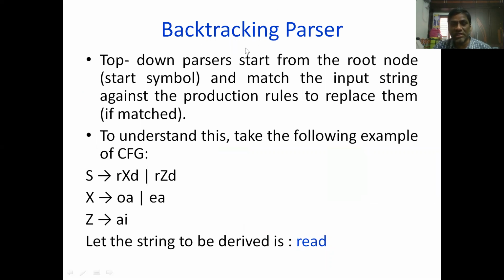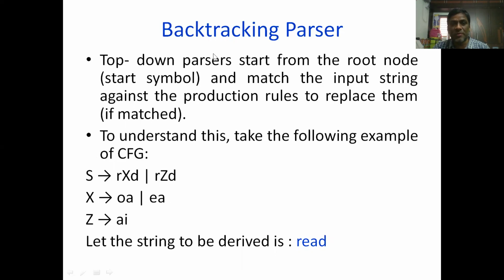How does it work? Let us understand how it works. The backtracking parser works like this. It's a top-down parser, so it begins with the start symbol of the corresponding grammar, and it ends up producing the corresponding string which you are testing, whether it belongs to the language represented by the grammar or not. That is the general approach used in top-down parsing.